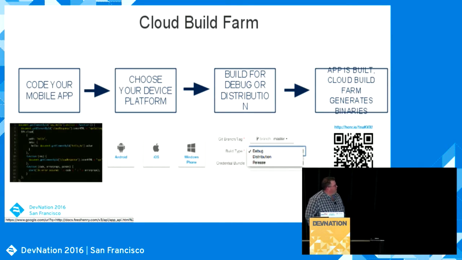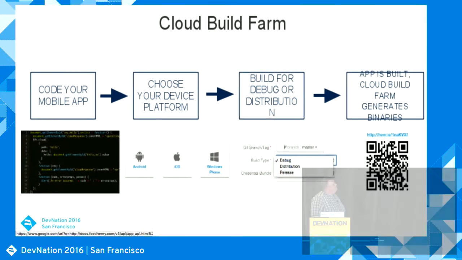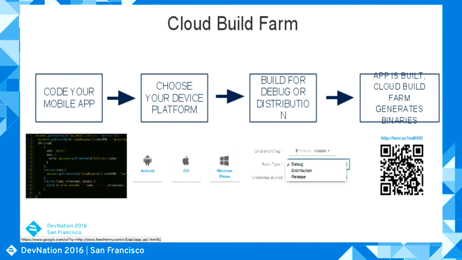So with the build farm, what is it? How do you use it? You're going to code your application in the studio, in your own IDE, however you want to do that. You're going to choose a device. And this can be done either through the platform, which you'll see in just a second, or through a tool that we have called FHC, the FeedHenry command line.